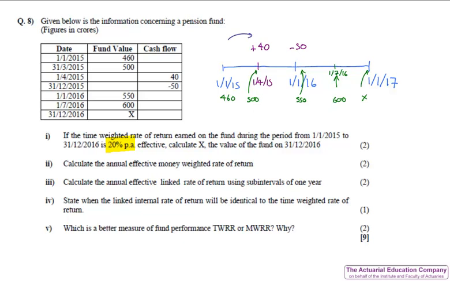Here's our first period, and we finish with 500, and we started with 460. Here's our second period. Now we're told the balance was 550 after 50 was taken out, and so that means it must have been 600 before that, and we started with 500 plus the cash flow 40, so 540. And then for our final period, we finish with X, and we started with 550. That'll be the time-weighted rate of return is 20% per annum, so for 2 years, 1.20 squared.